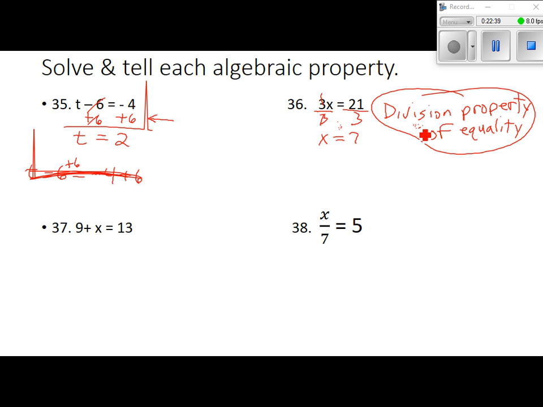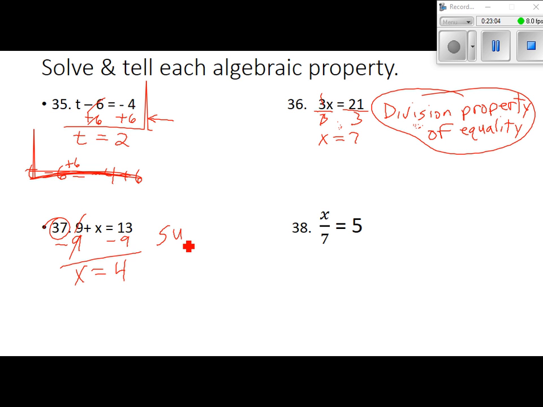Next one, how do I solve this one? Yeah, subtract 9. Oh, that's number 37, I'm sorry. Subtract 9 on both sides. Those cancel out. That leaves you with x equals what? 4. What property did we use there?